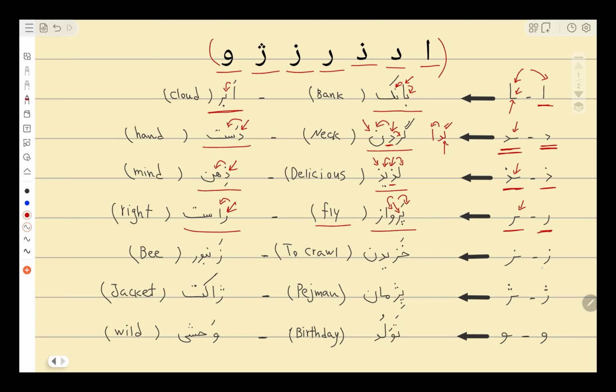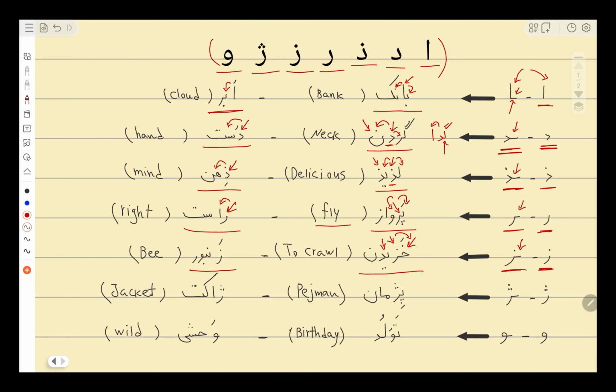The next letter is the letter ze. This is the normal version, and this is the connected version. And again, you can see this small line on its right side, and here we have the word khazidan, which means to crawl, and the letter ze is somewhere in the middle of the word, and it is connected to the letter he, but not to the letter ye on its left side. Okay, so it doesn't have any problem being connected to the letter on its right side. As you can see, it is connected to the letter he, but not to the letter ye, which is on its left side.